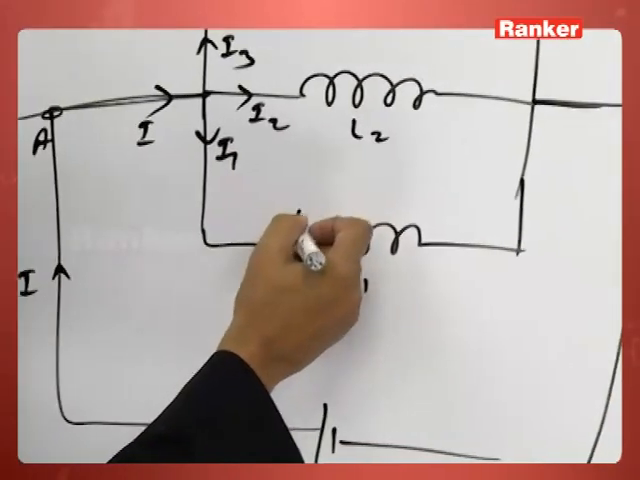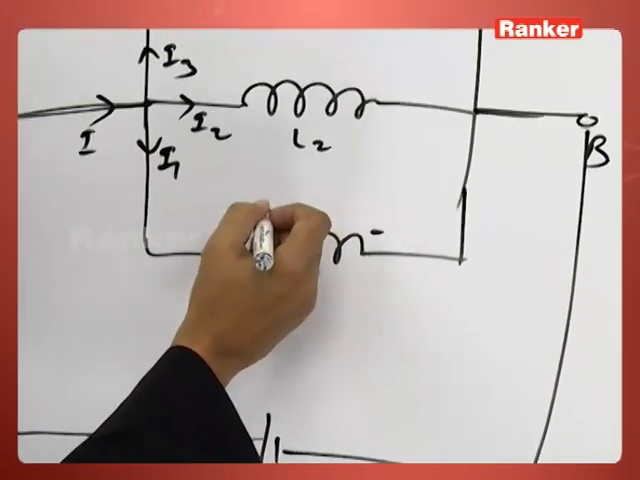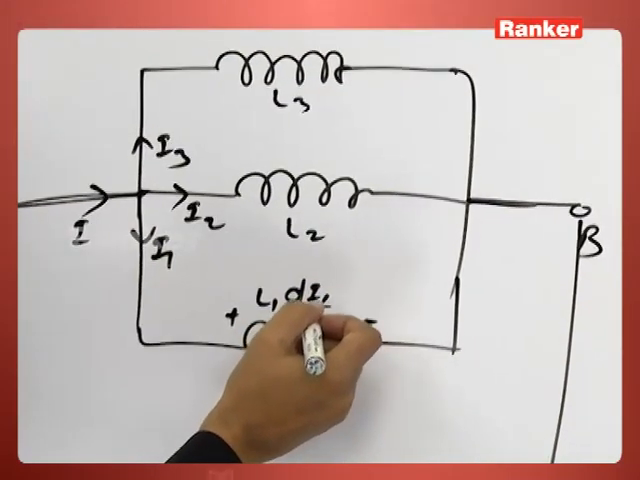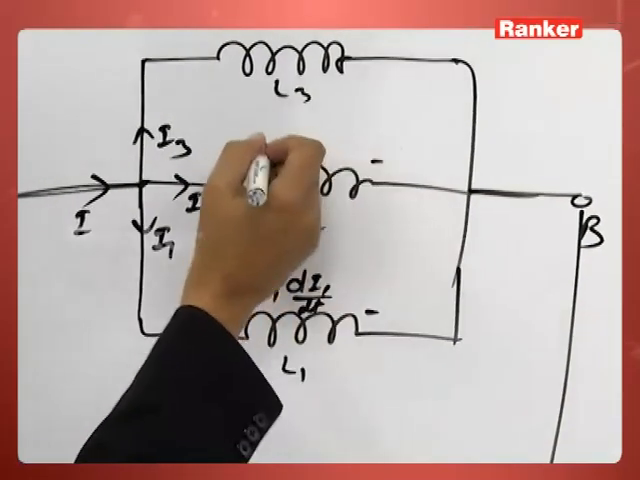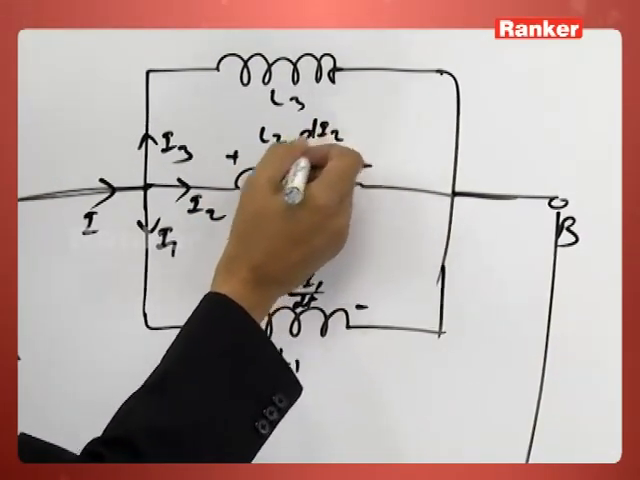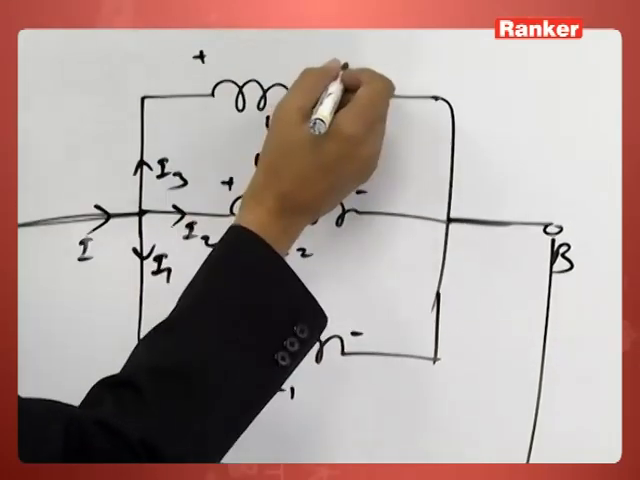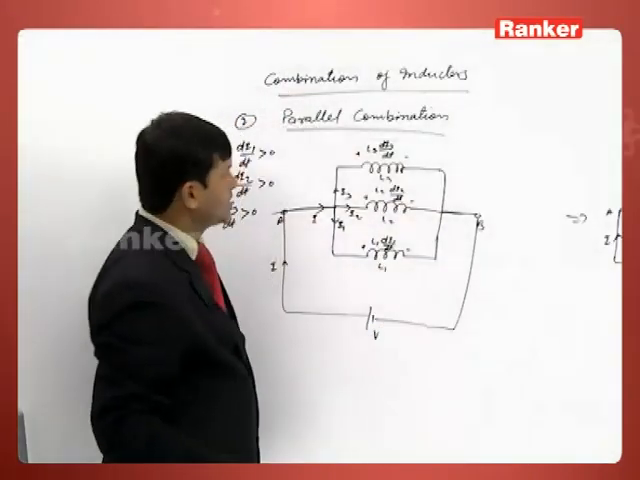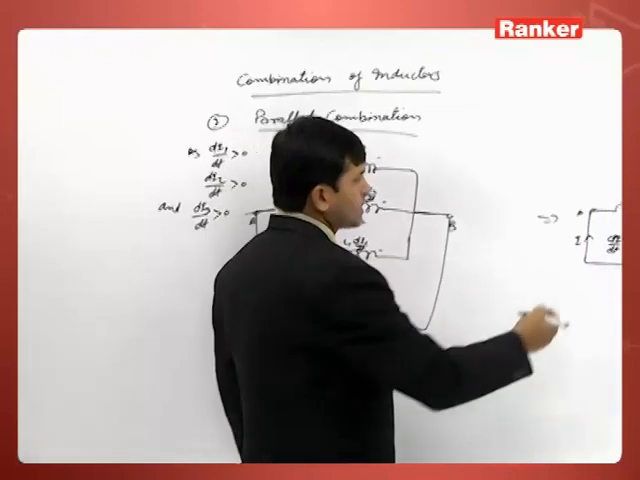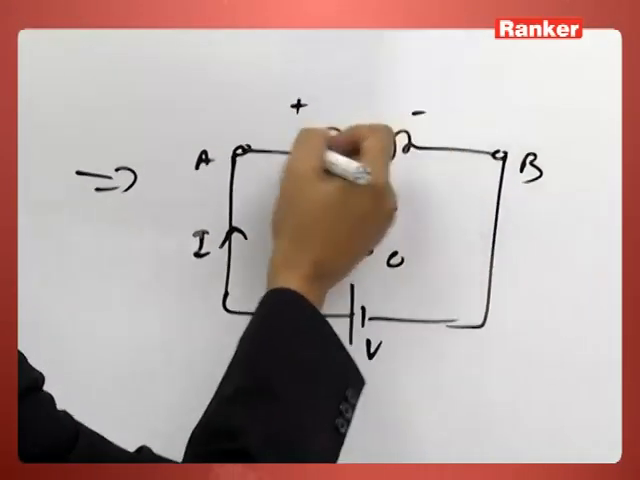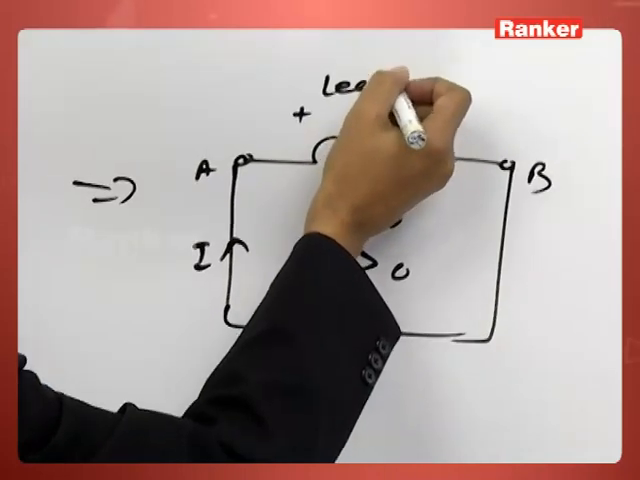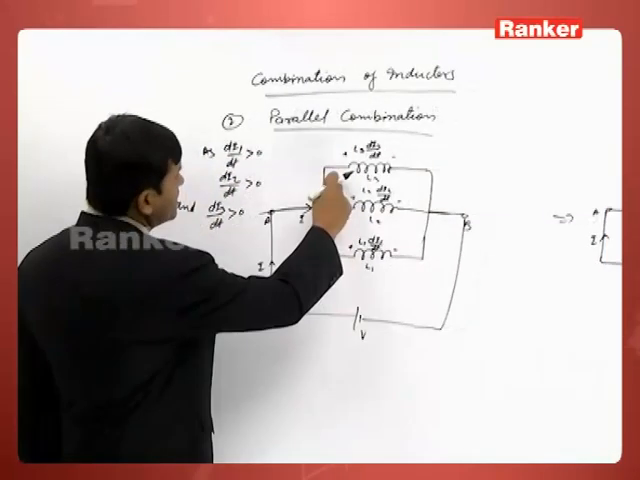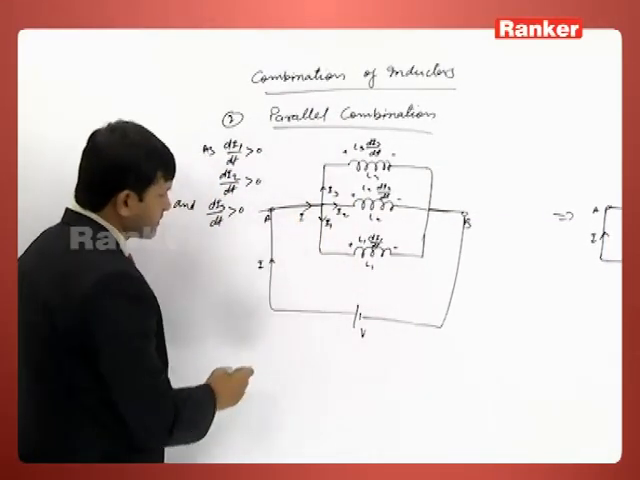Then what will be the factor here? Due to the increasing current, EMF develops. How much EMF? Here it is L1 di1/dt, here EMF L2 di2/dt, here EMF L3 di3/dt. In the same way, as current increases, the EMF is L equivalent into di/dt. Likewise, from here we can write the first law of Kirchhoff.